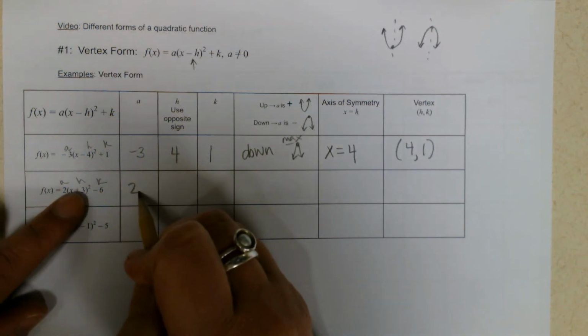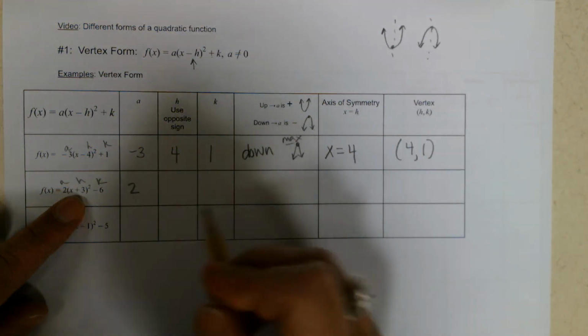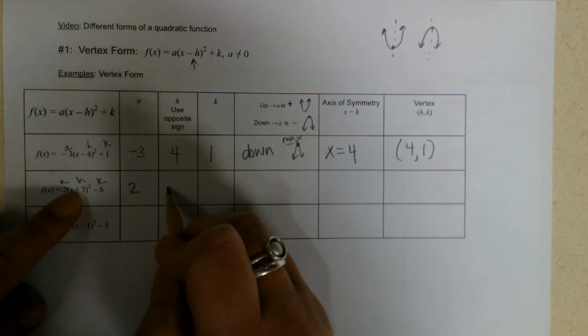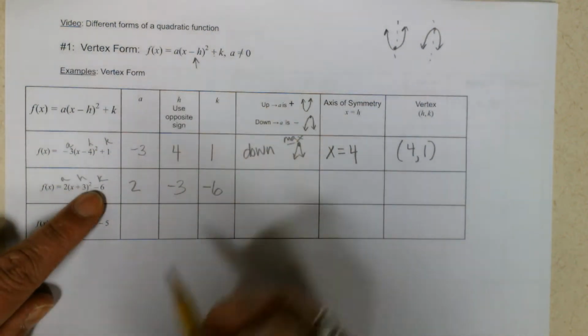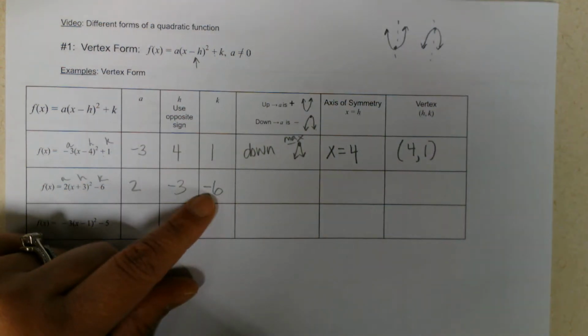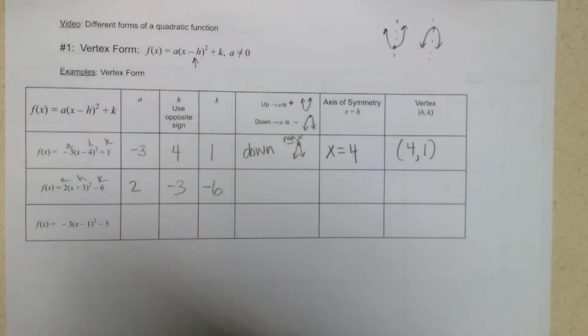A is 2. H, remember, we have to do its opposite. The opposite of plus 3 is negative 3, and then k, remember we can use that sign, so it is minus 6, so we are going to pull out minus 6, so we have negative 6.